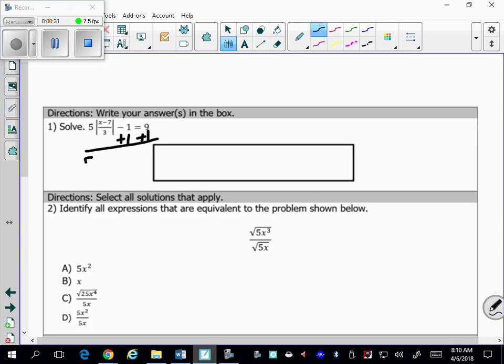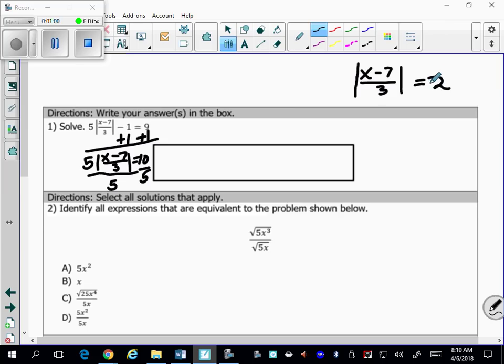Then you have 5 times the absolute value of x minus 7 over 3, and that equals 10. And now we have to divide by 5. Divide by 5. Now I'll work this out over here. Up here: the absolute value of x minus 7 over 3 equals 2. So it equals a positive number, which means we can keep going.